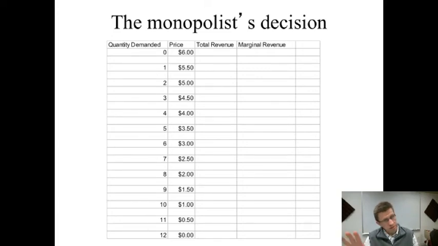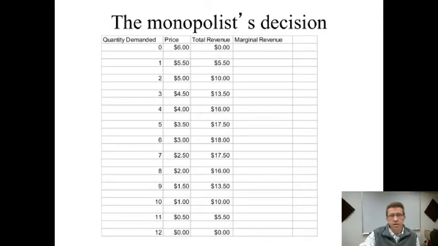Okay, I hope you paused it, completed this chart, at least took your best shot at it. Total revenue, price times quantity, right? So when nothing is sold, total revenue is zero. Or if you charge a price of zero, the total revenue is zero. What about in between? Well, 1 unit at $5.50, that's pretty obvious. 2 units, $5 each, $10. 3 units, $4.50 is $13.50, and so on. It's just price times quantity to get the total revenue.